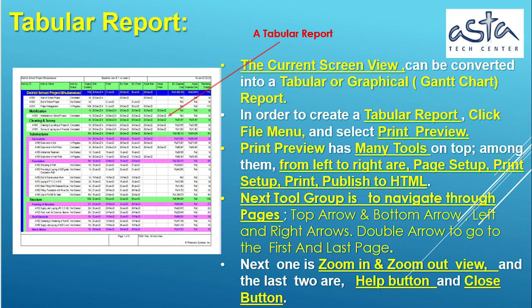Next tool group are to navigate through pages: top arrow and bottom arrow, left and right arrows. Double arrow to go to the first and last page. Next are zoom in and zoom out the view, and the last two are Help button and Close button.